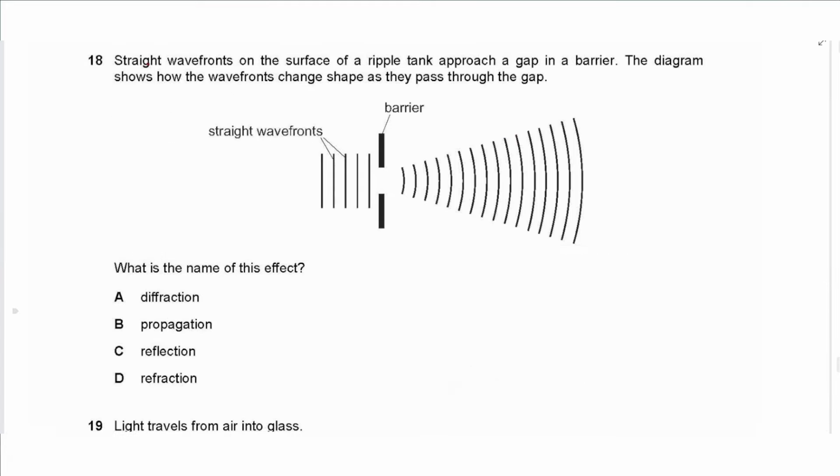Question 18 says straight wave fronts on the surface of a ripple tank approach a gap in a barrier. The diagram shows how the wave fronts change shape as they pass through the gap. What is the name of this effect? That's diffraction, because the waves are spreading. So the answer is A.